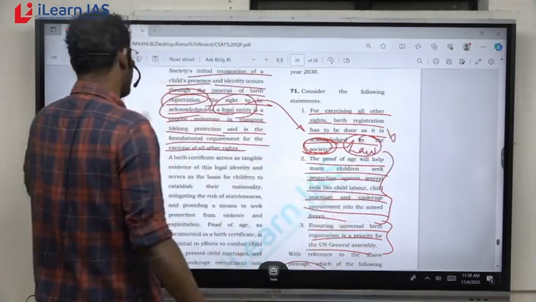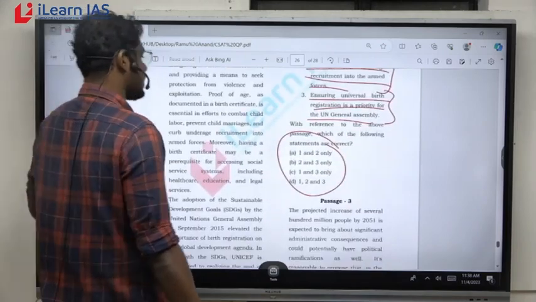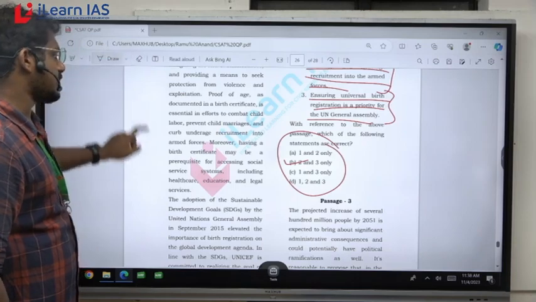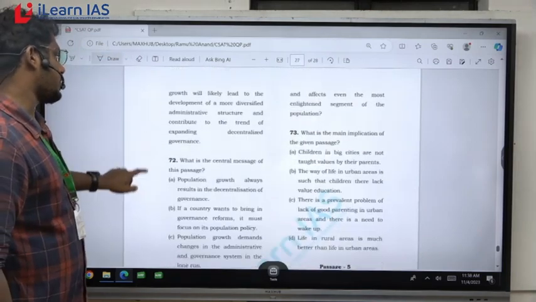So we can eliminate statement number 1. If we can eliminate statement number 1, we can reach the answer option B, 2 and 3. So the answer for question 71 is option B. Moving on to the next question, 72.